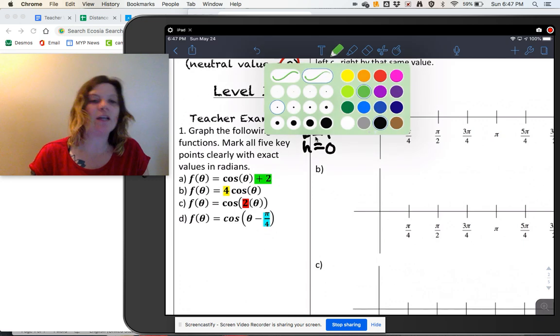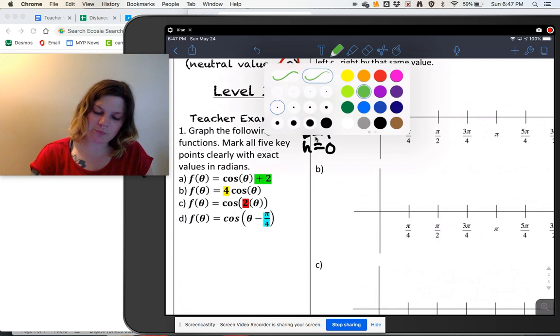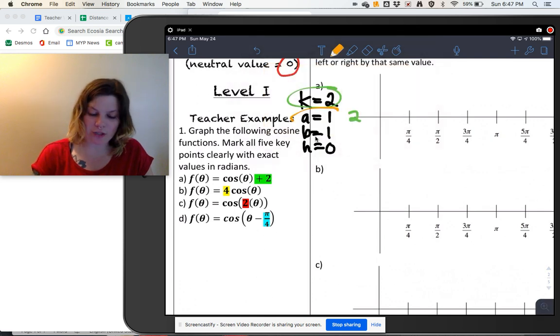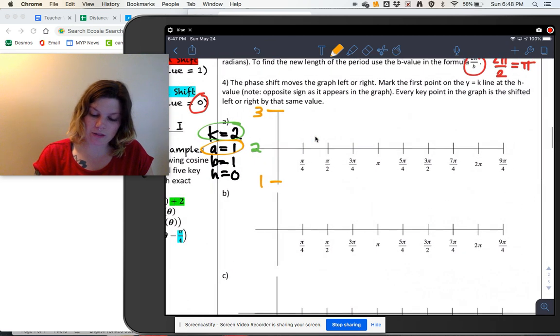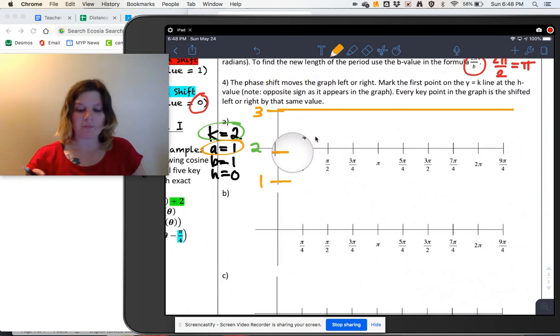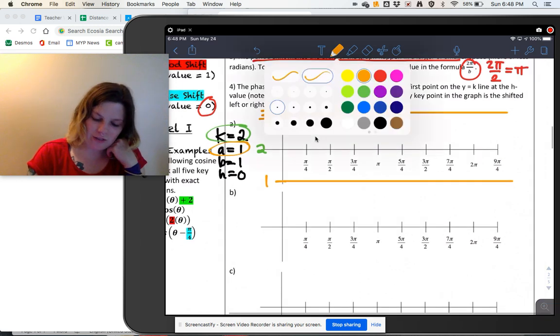So just like I did, I'm going to use green for k. I'm going to say 2 is the k value. Now the a value tells you where your maximums and minimums are. So we're going to go up to 3, which is 1 more than 2, and then down to 1, which is 1 less than 2. And then again, my strategy that I like to do is to create a little path so that my function looks a little cleaner, with a maximum and minimum. Obviously, that's not perfect. It's okay, as long as you get the general idea across and help you find your key points.